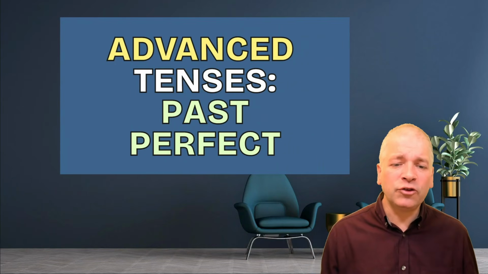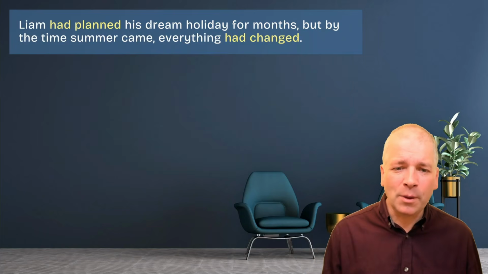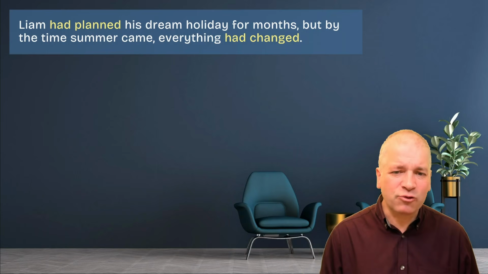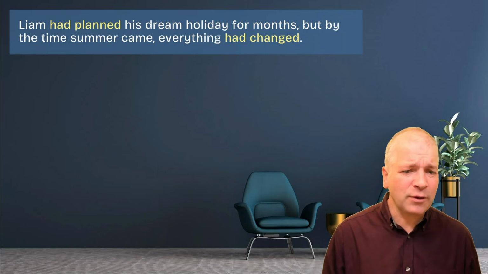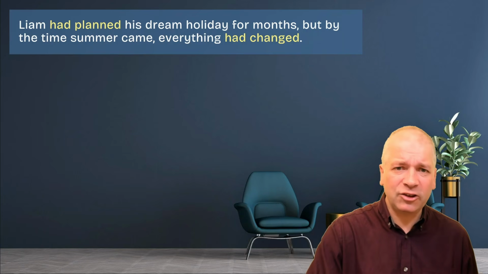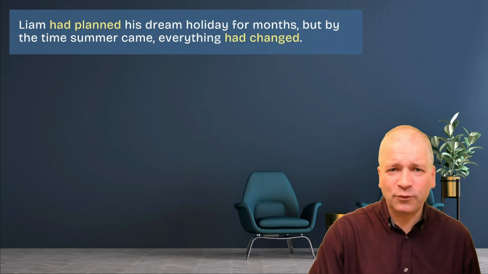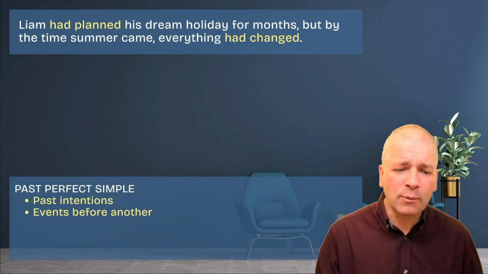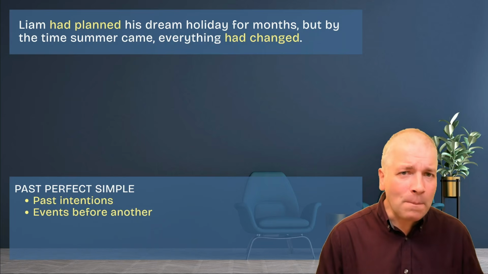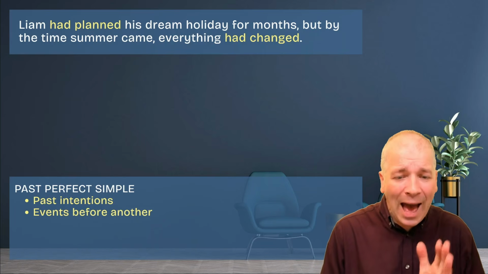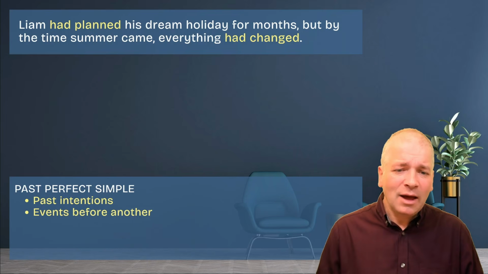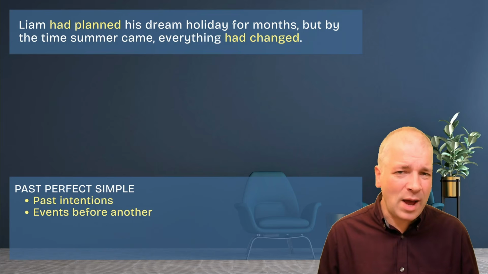Well, let's move on to the past perfect. With the past perfect, start with these sentences here. Liam had planned his dream holiday for months, but by the time summer came, everything had changed. So had followed by the past participle for the past perfect, but why? So here we use the past perfect simple for past intentions. Liam had planned, and also because we're showing that one event happened before another, everything had changed. When had everything changed?